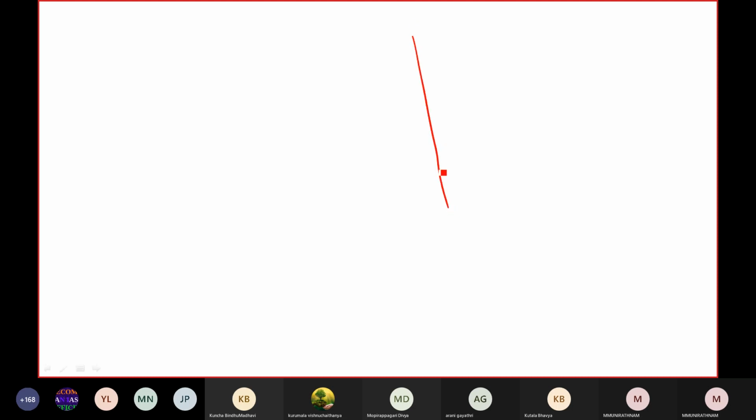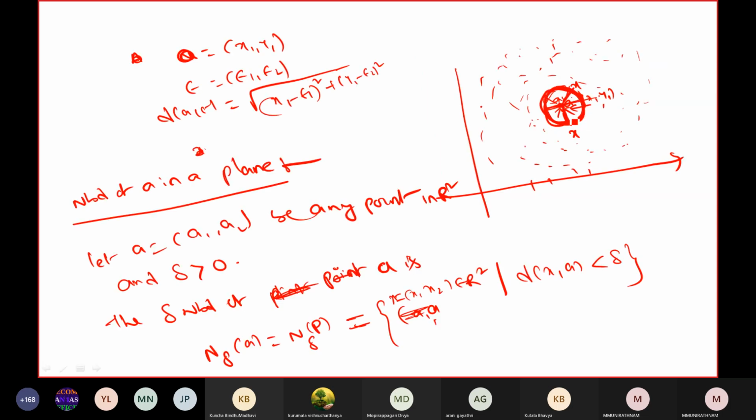So if you want to find the neighborhood of A, you find a point x such that the distance between A and x is always less than delta. The set of all those points is called the neighborhood of A. So this is a circle, right?